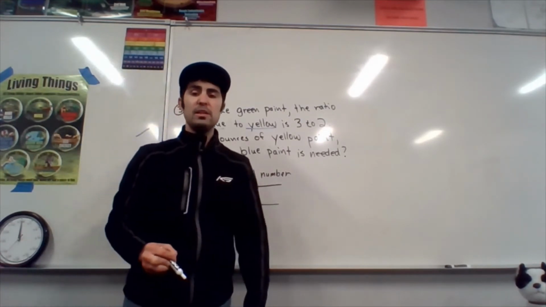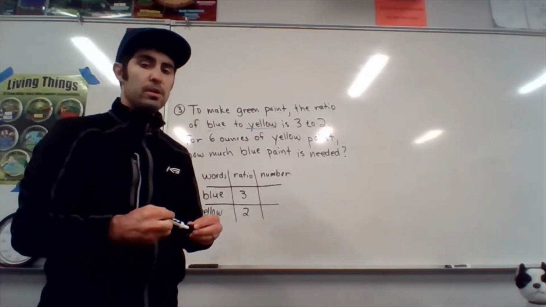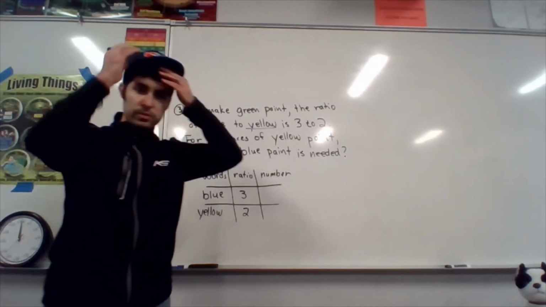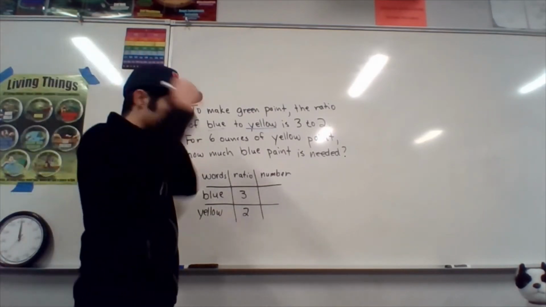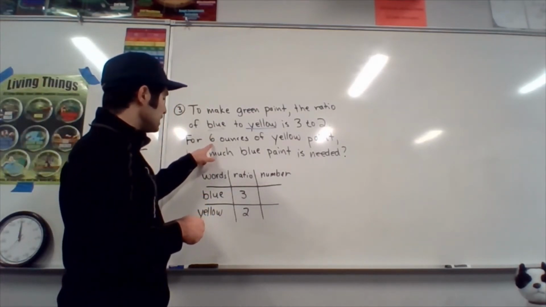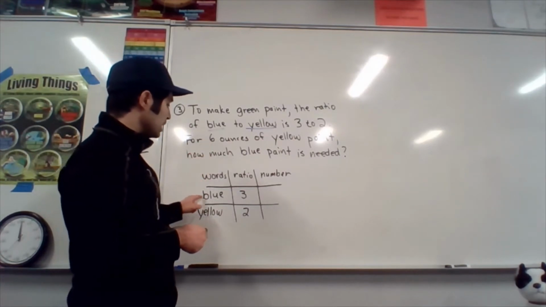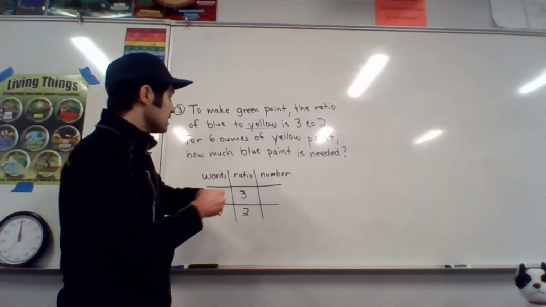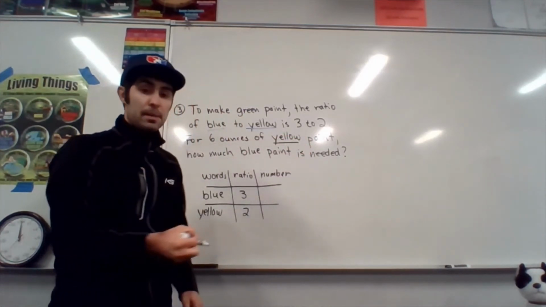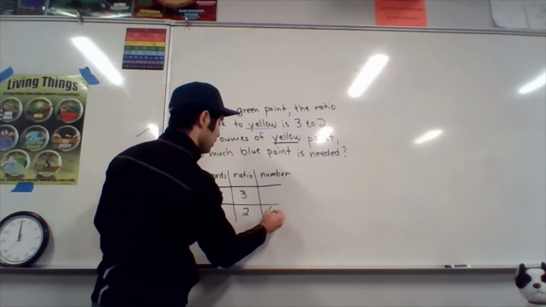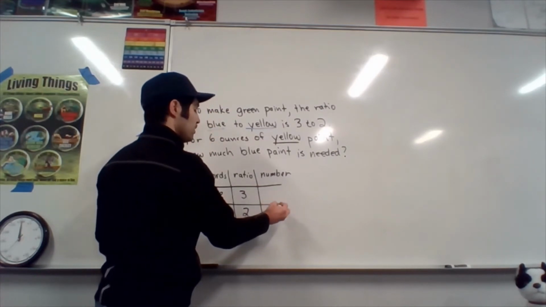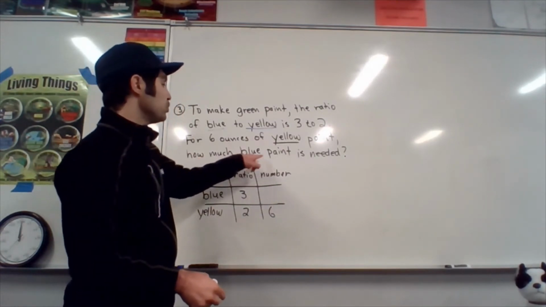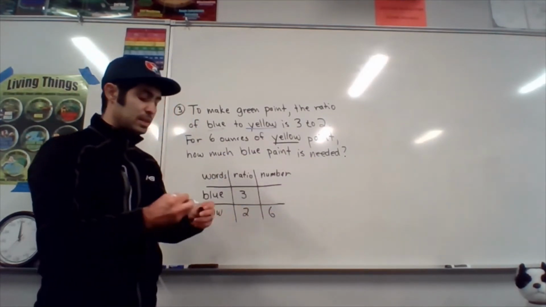Okay? Now I need to find my actual number. It says for 6 ounces of yellow paint. So we got 6 ounces of yellow paint. So this 6, where's it going to go? Is it going to go in the blue row or the yellow row? Well, since it's 6 ounces of yellow paint, does it not make sense that it goes in the yellow row? Now the only other thing we have to figure out is how much blue paint is needed. So this is what we need to figure out.